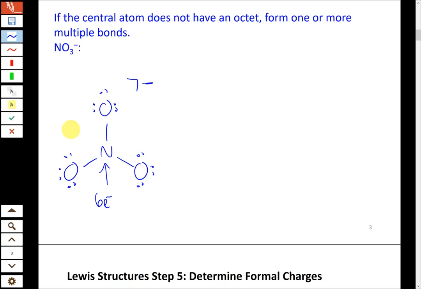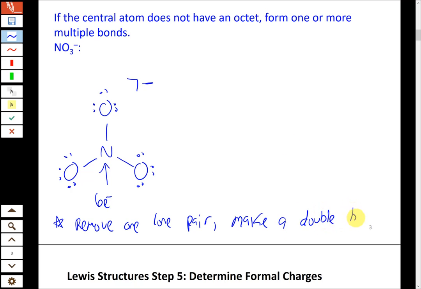So the way we do this is we might be tempted to just slap on a double bond, but we can't do that quite so simply because we can't add more electrons to the structure. This already has all 24 valence electrons that we counted up, so we can't add electrons, but what we can do is remove one of the lone pairs from the outer atoms and turn it into a double bond. All right, so we're just redistributing. We're not adding new electrons, because that would cause problems with the octet rule on oxygen, and it would add additional electrons beyond what we have in this structure.